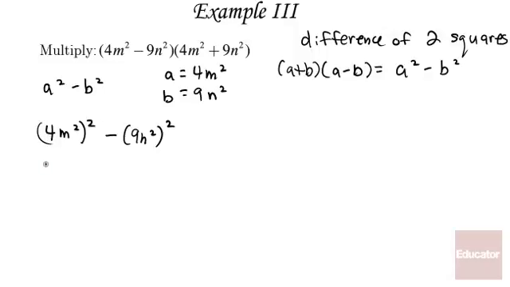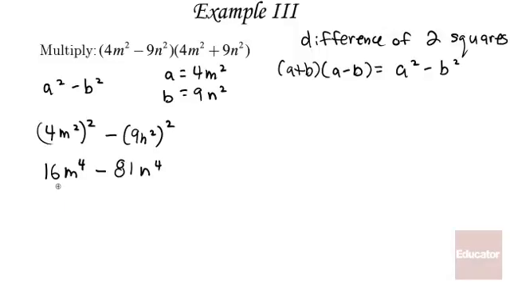4 times 4 is 16. I have a power raised to a power. 2 times 2 is 4. Minus 9 times 9 is 81. N squared raised to the second power is n to the fourth.